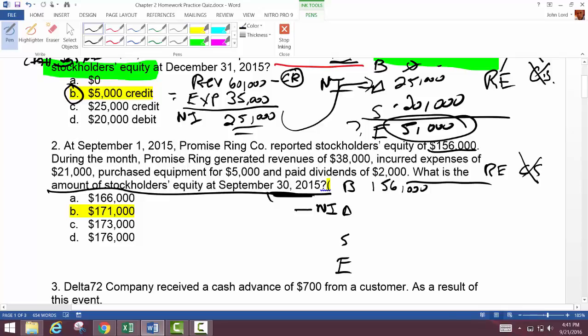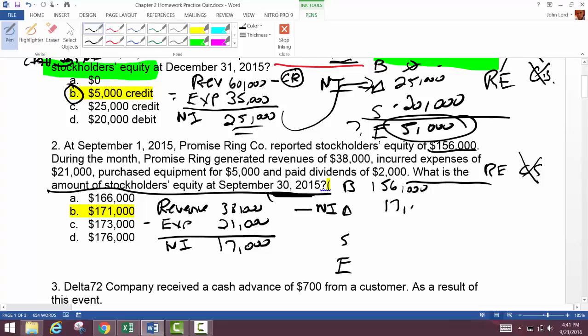The add to my retained earnings is net income, so I go ahead and I take the revenue. Revenue is what? 38,000 minus my expenses. Expenses are 21,000. That means I have a net income sitting here of what? 17,000. Thank you. Okay, so I go ahead and I add in my net income, 17,000.